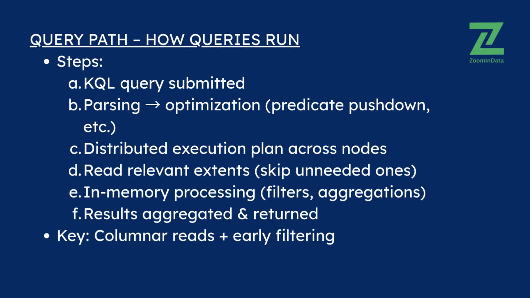Now the query path. You submit a KQL query. It gets parsed and optimized first. The optimizer pushes filters down early, prunes unnecessary extents, and builds a distributed execution plan. The engine then reads only the relevant extents from storage. Thanks to columnar layout, it skips columns and even entire extents that don't match. Processing happens in memory, filters, aggregations, joins, all distributed across nodes. Finally, partial results are aggregated and sent back to you. The whole thing is optimized for columnar reads and early data reduction.